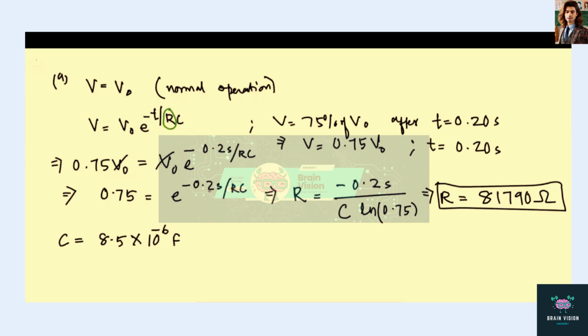Like over here, I have 0.2 seconds. Instead, I could have just written t here, and instead of this 0.75, I could have written V over V naught. So yeah, this makes your visualization of the problem a lot easier, and you won't mess up while doing the calculations. So it's always better to express your answer algebraically first, and then plug the values to find the numeric answer.